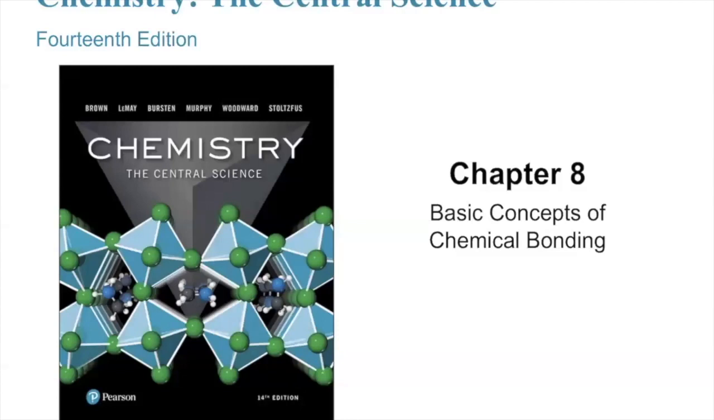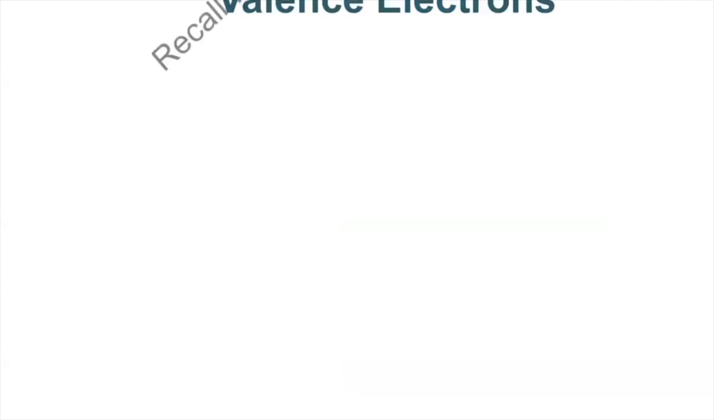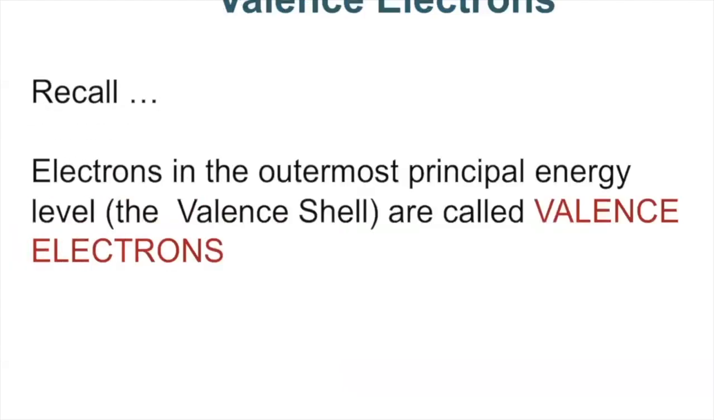We are going to continue with the next chapter, which is going to be discussing basic concepts of bonding. As you recall from the previous chapters, we went over what valence electrons were. And valence electrons are pretty much the electrons on the outermost shells. For example, this will contain 2 valence electrons.